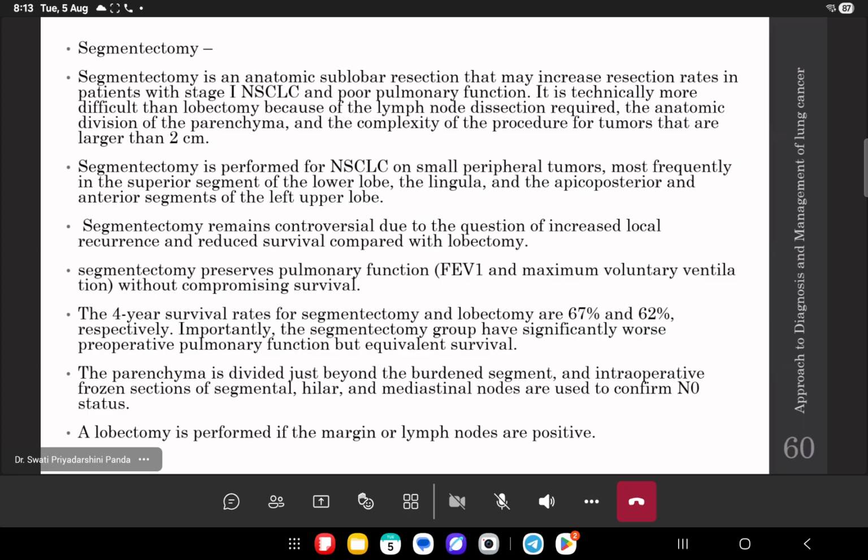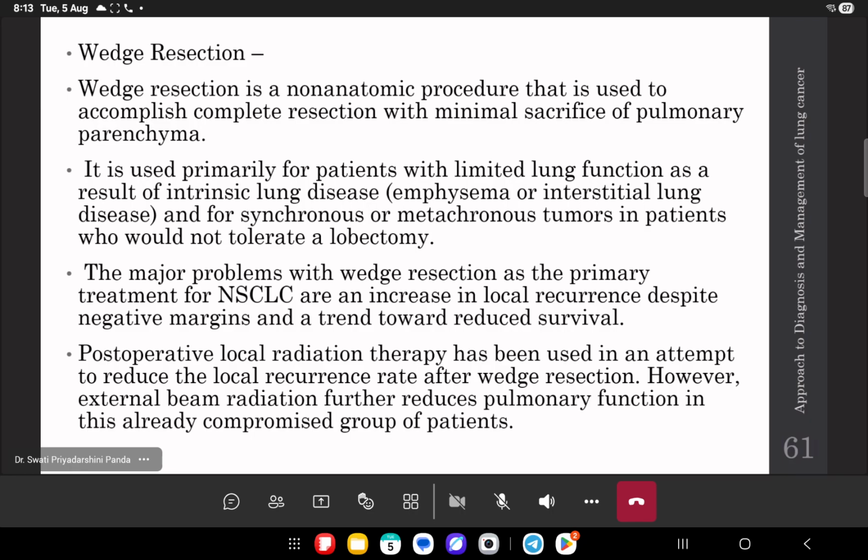The parenchyma is divided just beyond the involved segment, and the intraoperative frozen section of the segmental, hilar, and mediastinal nodes are used to confirm N0 status. A lobectomy is performed if the margin or lymph nodes are positive. Wedge resection is a non-anatomic procedure that is used to accomplish complete resection with minimal sacrifice of pulmonary parenchyma.